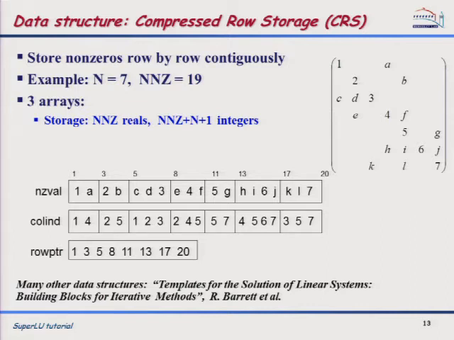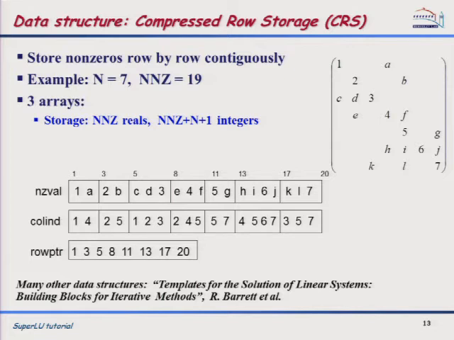You need a vector which basically stores the non-zero entries of the matrix. For example, for the first row, I have 1A, the second row 2B, the third row CD 3, the fourth row E 4F, and so forth. This is a floating point array that you need to store the data, the entries. You also need an integer array to store the column indices for each one of those rows.